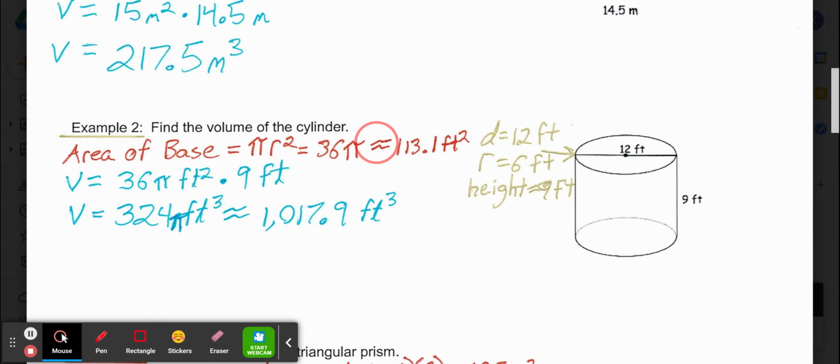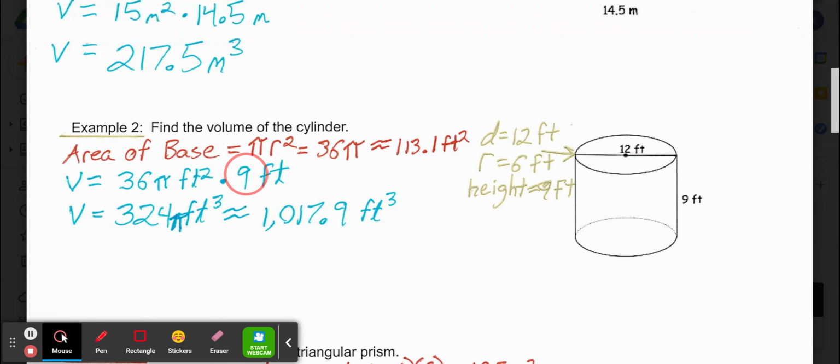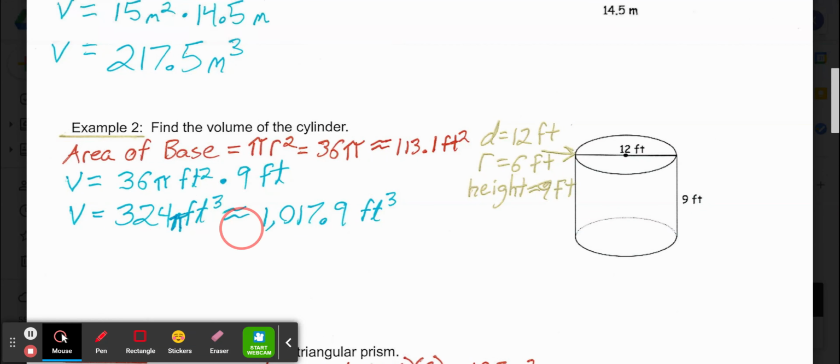Or if you're using an approximate area, 113.1 square feet. So then our volume, area of the base, 36 pi square feet, multiplied by the height of the cylinder, 9 feet, giving us 324 pi cubic feet, or our approximate volume, 1017.9 cubic feet.